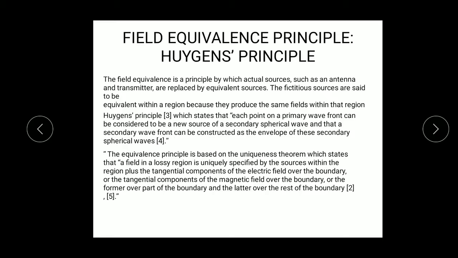The equivalence principle is based on the uniqueness theorem, which states that a field in a lossy region is uniquely specified by the sources within the region plus the tangential component of the electric field over the boundary, or the tangential component of the magnetic field over the boundary, or the former over part of the boundary and the latter on the rest of the boundary.